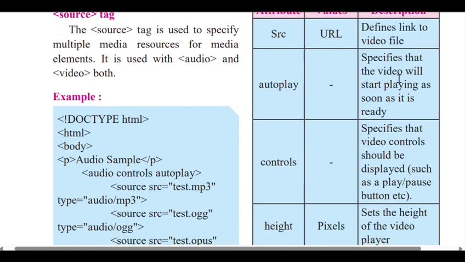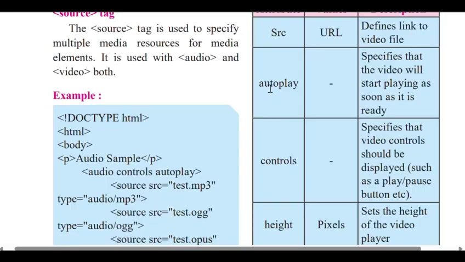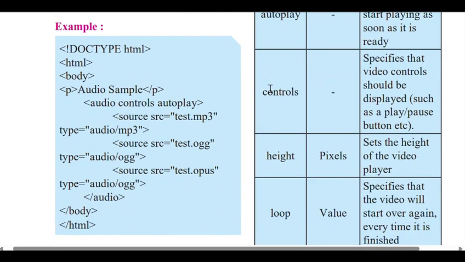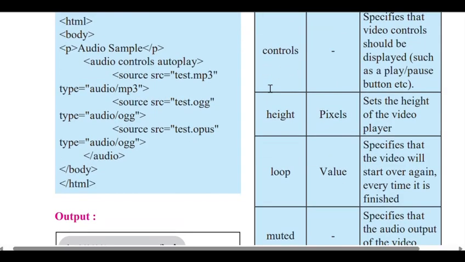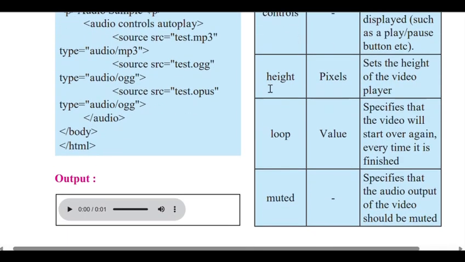Now here are the attributes of the video tag. Attribute, values, description. src has value URL, defines the link to the video file. Autoplay attribute specifies that the video will start playing as soon as it is ready. Controls specifies that video controls should be displayed such as play, pause button, etc. Height, value is pixels, sets the height of the video player.